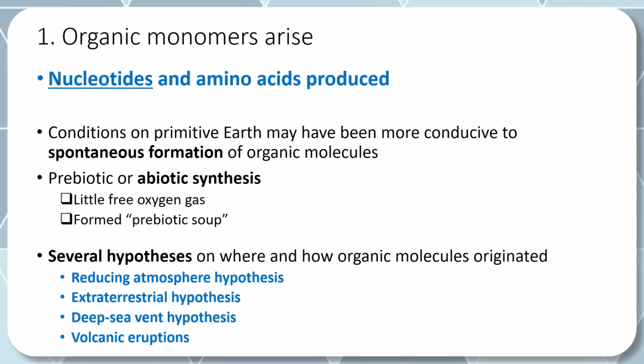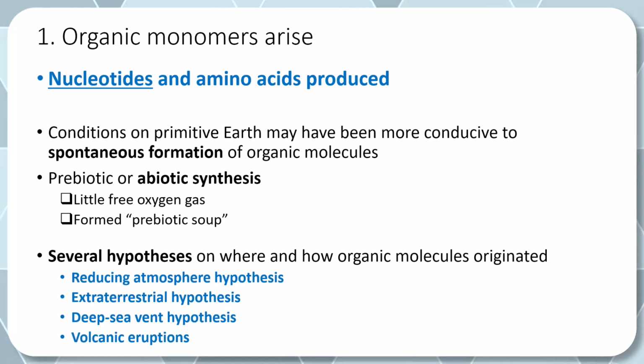So there's several different ideas about how organic monomers could have come about. Again, we needed nucleotides and amino acids. Those are critically necessary and important for life. Early Earth may have been more conducive to the spontaneous formation of organic molecules. There may have been kind of a prebiotic or abiotic synthesis because there was not much oxygen, so there's kind of this prebiotic soup that was around.